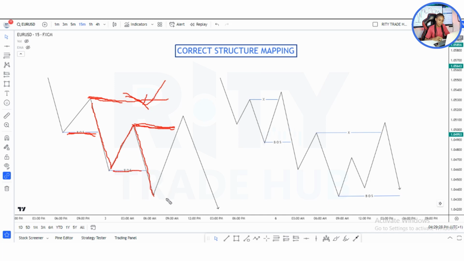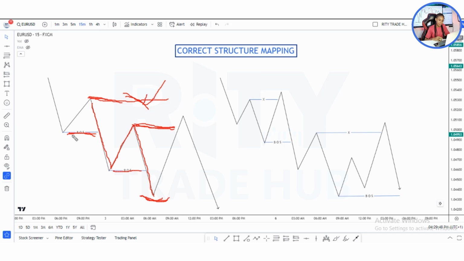First off, while marking out your structures, you start from the lowest point for a downward trend. So from this swing right here, where is our lowest point? We have our lowest point right here. All right, so we want to see if there is an inducement takeout of this low. If there is, then we'll validate this as our valid low.